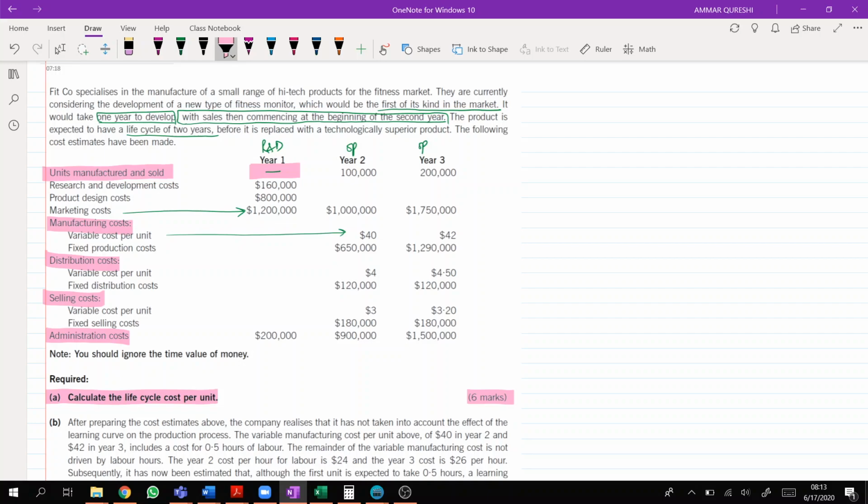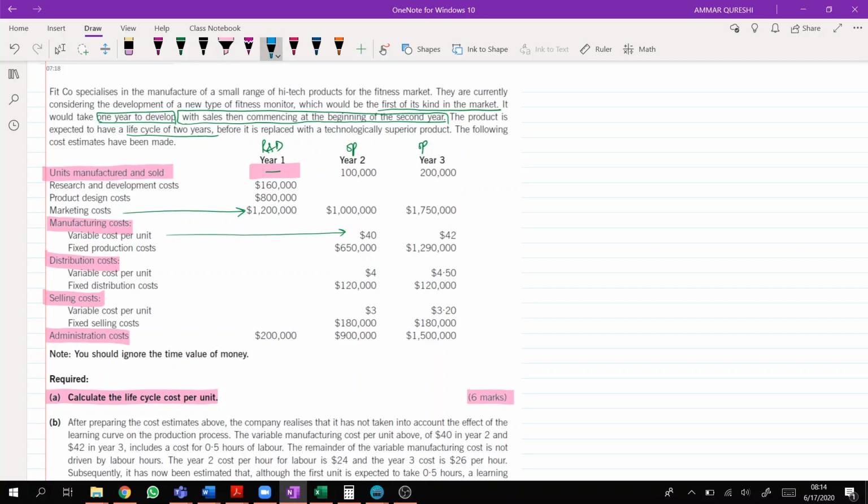I prefer that you pause this video and try to calculate the life cycle cost per unit on your own, and then you may continue with this video. So pause this video, try to calculate the total cost of the whole life of the product, and then you can continue with this video.